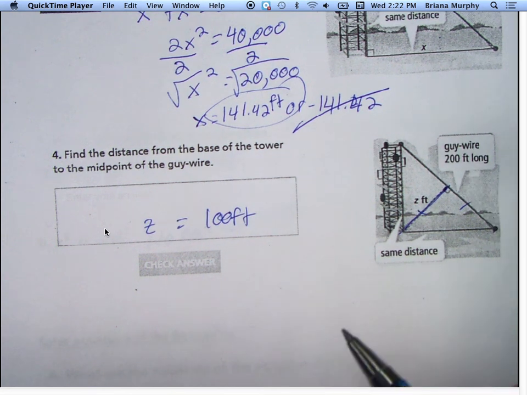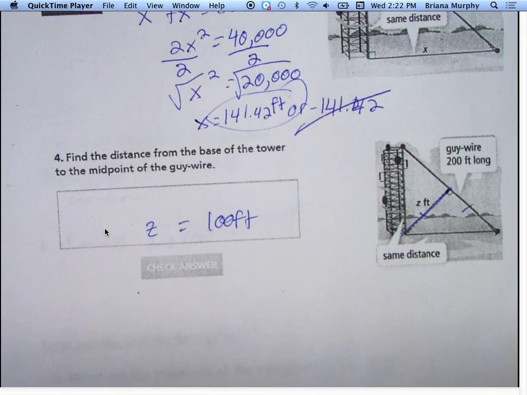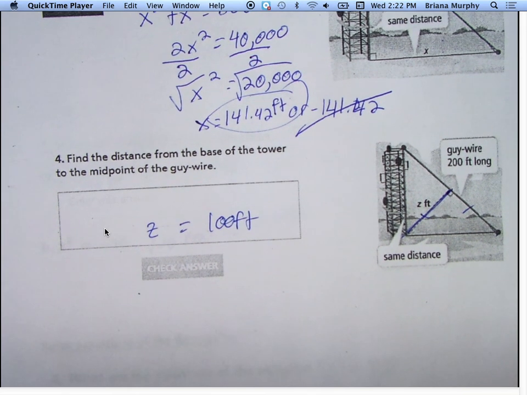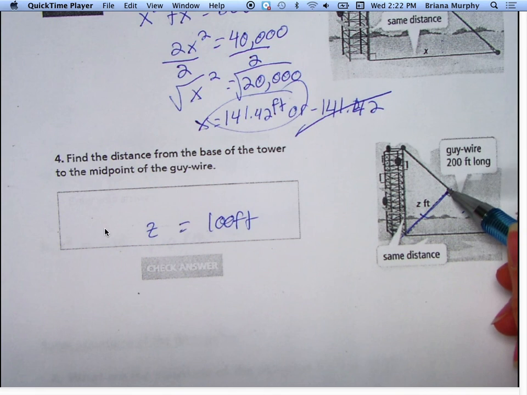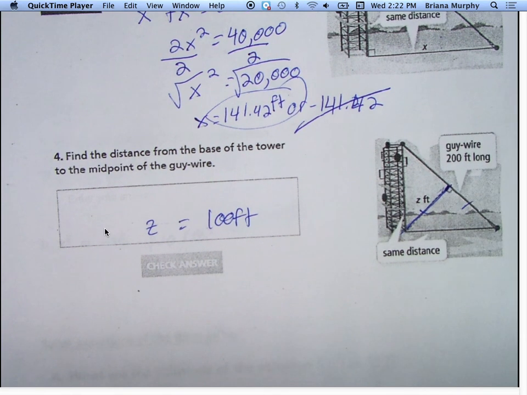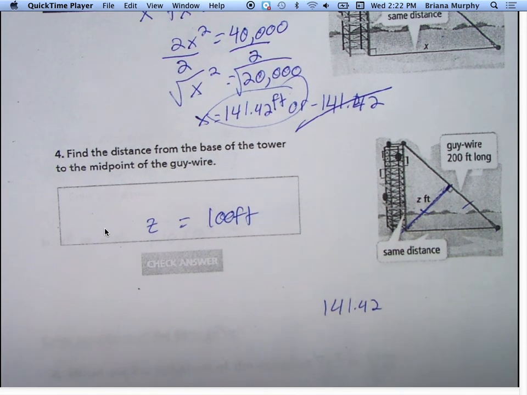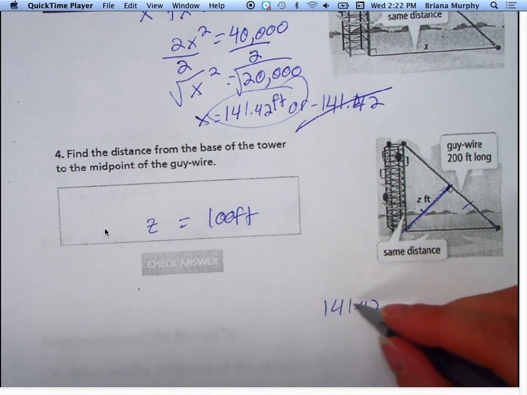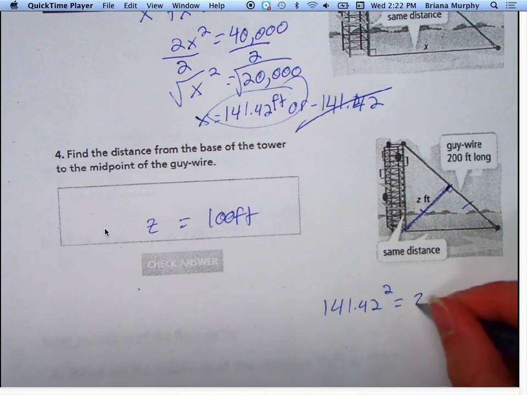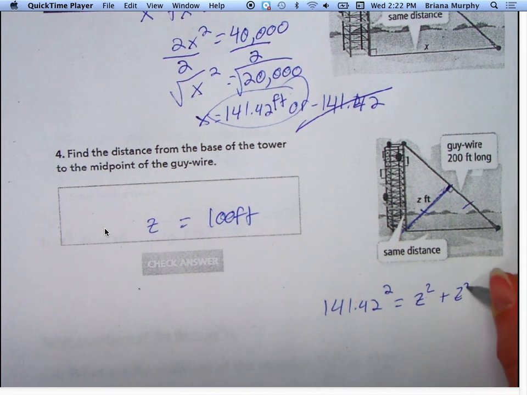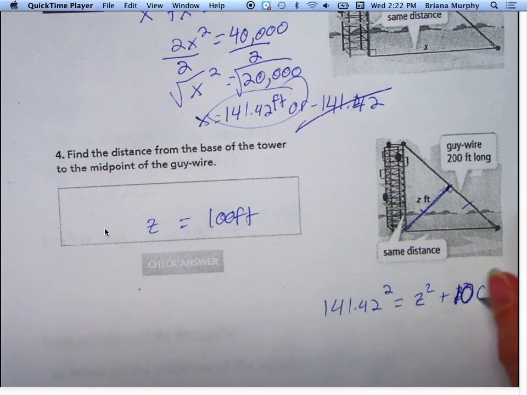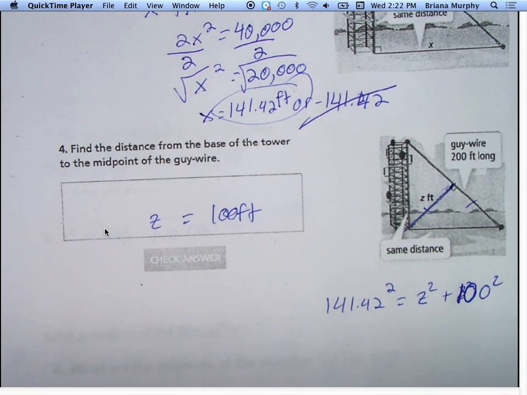Yes, you're right. It is an isosceles triangle, and those two sides are equal. Where did you get the 100 from? Because it's the midpoint, so it's halfway. Oh, yeah. So it's 100. And so z right here would have to be the same because it would have to be isosceles. Or if we know that this bottom part right here is 141.42, then we could say 141.42 squared equals z squared plus 100 squared, because we know it has to be 100. And then we could solve to find it. I still get 100. So, we're good.